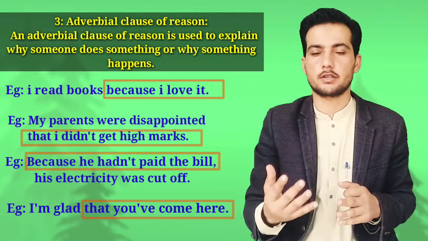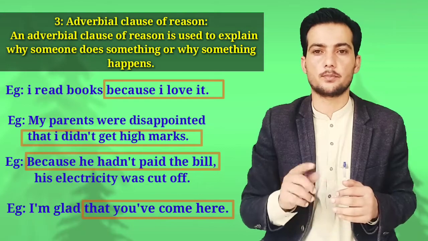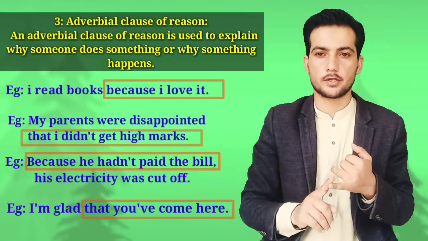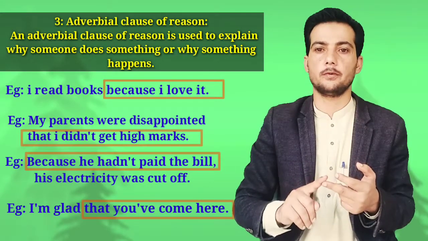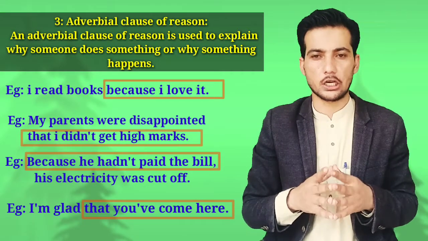And the characteristics which I have told you and the definition all apply here. The first one is that it consists of a subordinating conjunction. It also consists of a subject and a verb, and it is a group of words. So that is why it is an adverbial clause of reason.